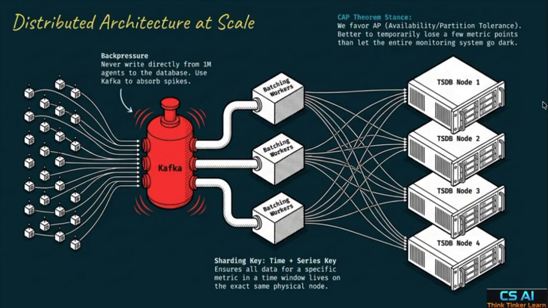At scale, the architecture must be distributed. We use Kafka as a buffer to handle back pressure from millions of agents. The critical design choice here is the sharding key. It must be a combination of time and the series key. This ensures all data for a specific metric in a given time window lives on the same physical node. Our CAP theorem stance here is strictly AP, availability and partition tolerance. It is better to temporarily lose a few data points than to let your entire monitoring system go dark.